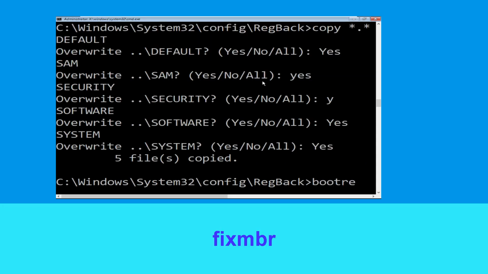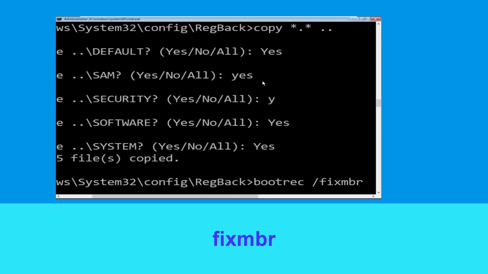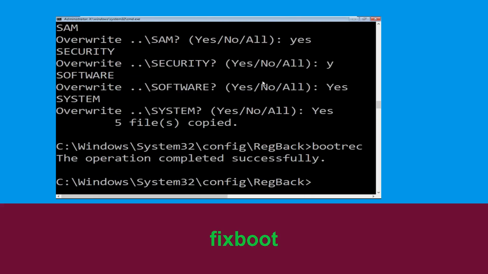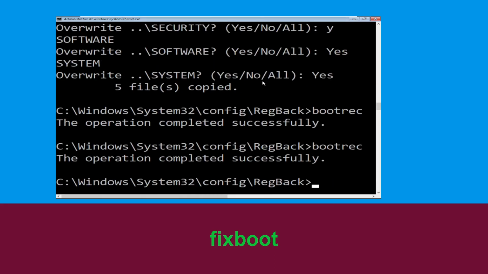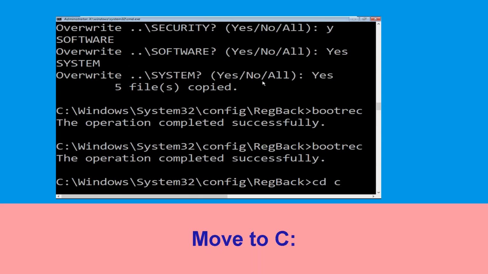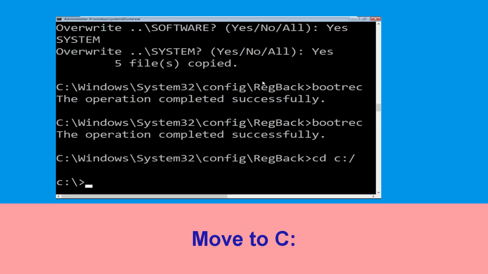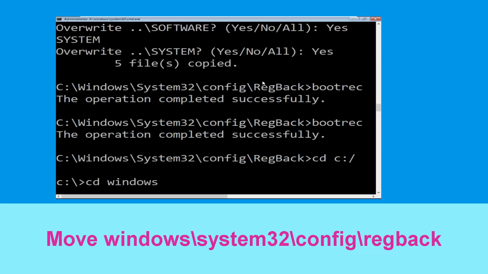Now type bootrec /fixmbr and hit enter to execute the command. Now execute this command. Type in bootrec /fixboot and hit enter. Now execute this command cd C:/. Now type cd Windows/system32/config/regback and hit enter to execute.